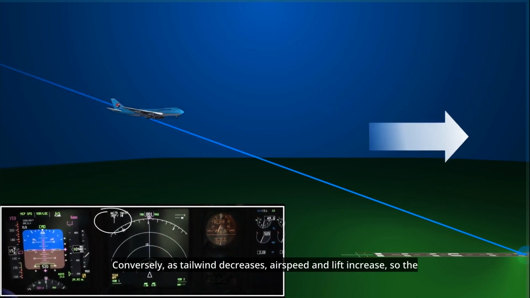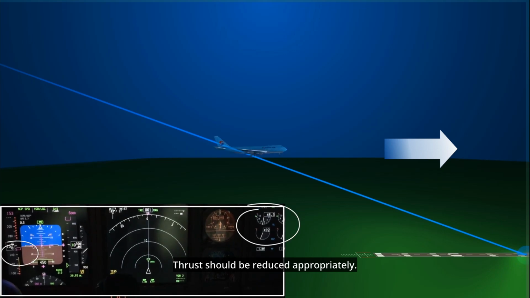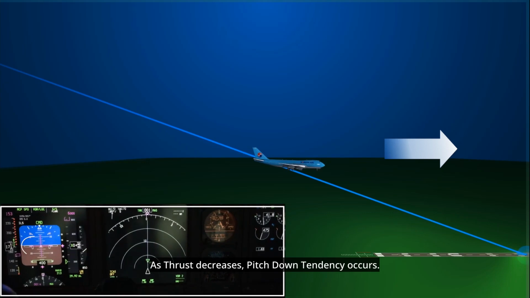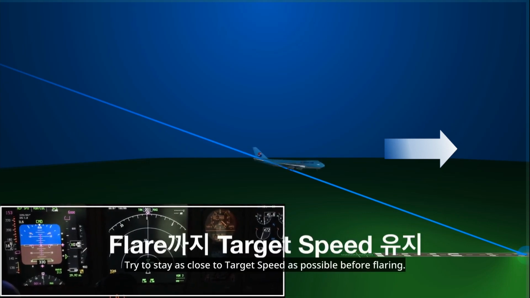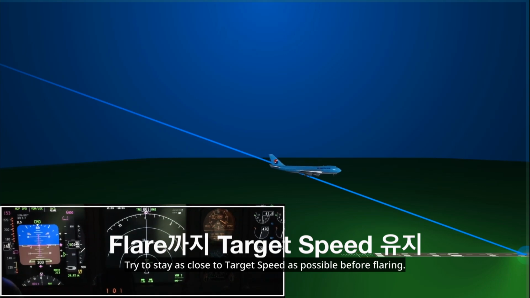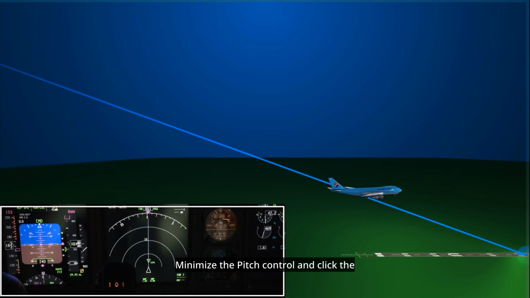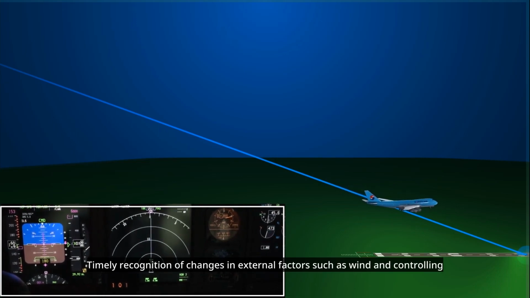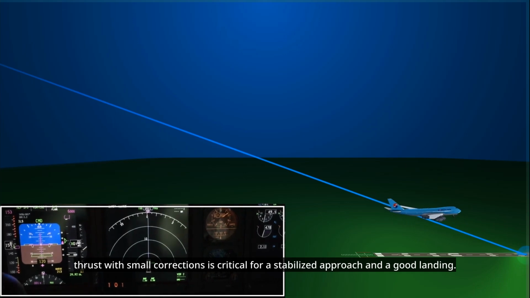Conversely, as tailwind decreases, airspeed and lift increase, so the thrust should be reduced appropriately. As thrust decreases, a pitch-down tendency occurs. Try to stay as close to target speed as possible before flaring. Minimize pitch control, recognize changes in external factors such as wind in a timely manner, and control thrust with small corrections, which is critical for a stabilized approach and a good landing.